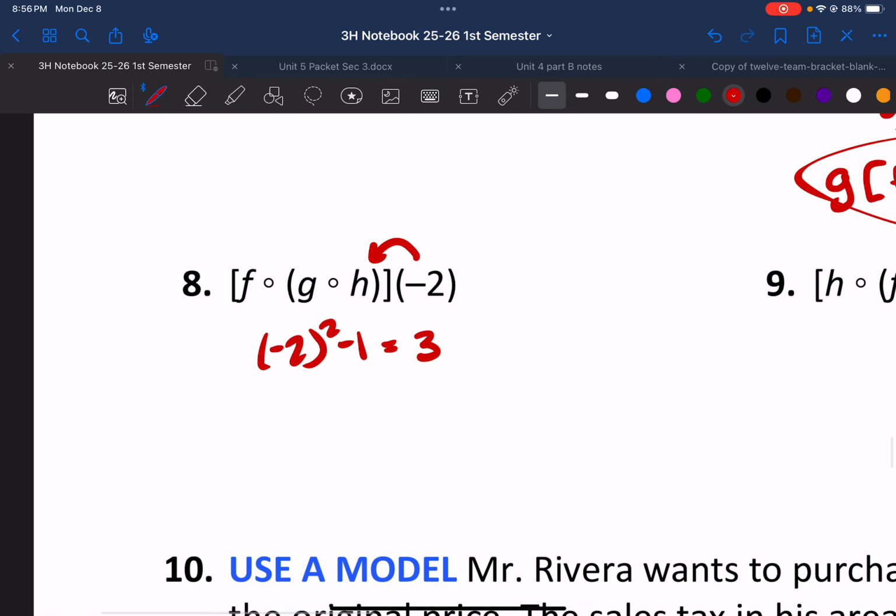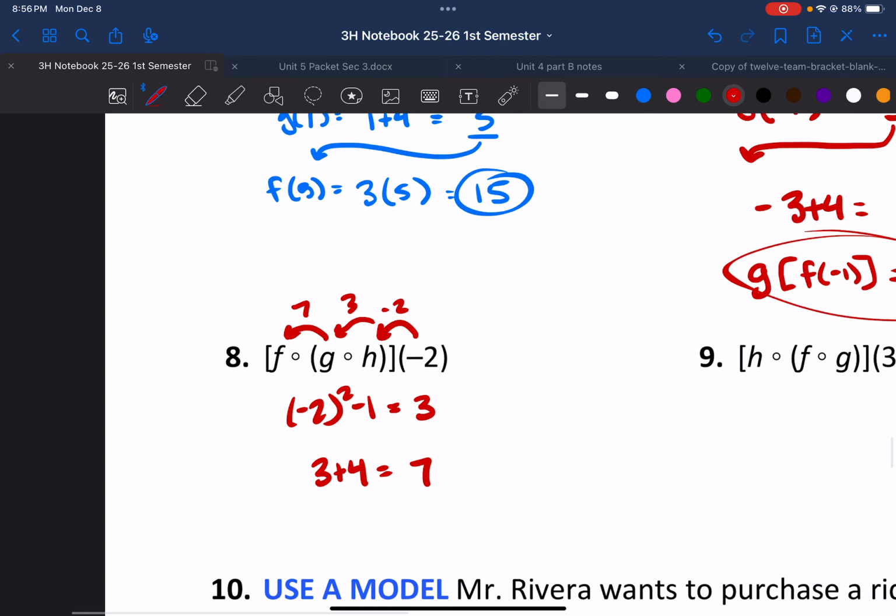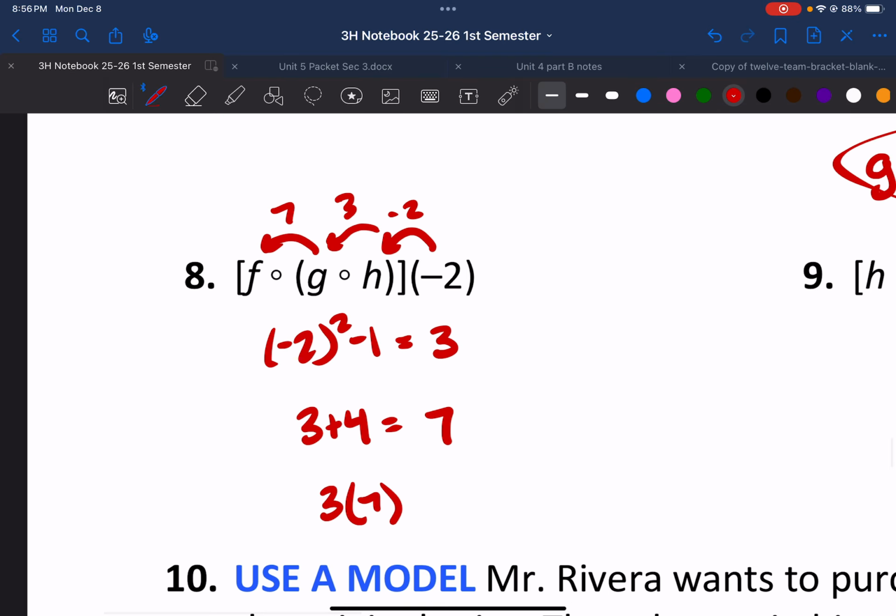So now the number 3 goes into G. I should put it like this, because if we plug a -2 into H, plug in a -3, sorry, not negative, plug a 3 into G. 3 plus 4, what do we get? 7. So now we take the 7 and we put it into F. 21.